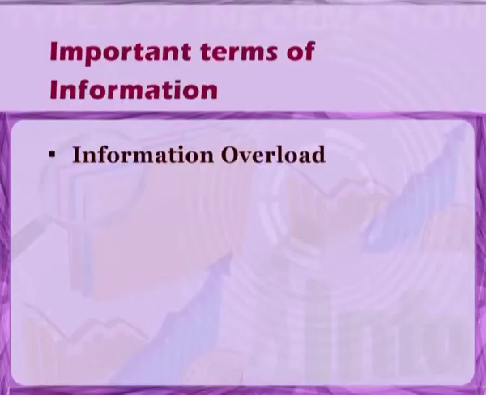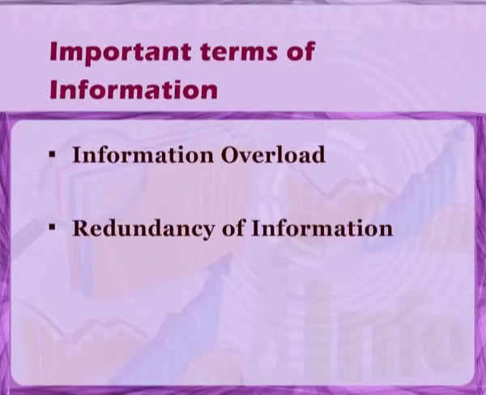Some important terms of information are information overload. When user is presented with too much of information, he or she will be in the state of information overload. It creates a barrier in understanding the information presented and ultimately confuses the user. Second, redundancy of information. Redundancy is the result of storing and communicating the same information through different messages. It represents duplication of information.